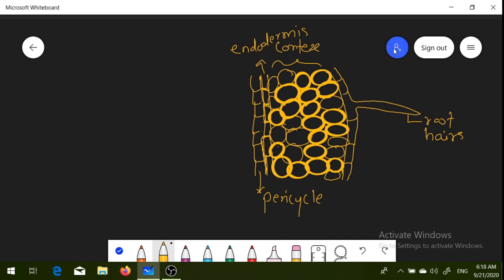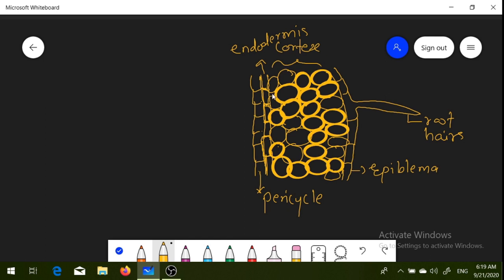The outermost layer is the epiblema, or the epidermis. Some of the cells are elongated. Then these are the cortical cells, they are equally thick. Okay, all the cells are thin and parenchymatous. Okay, then these cells are known as the cortical cells, 4 to 5 layers thick.